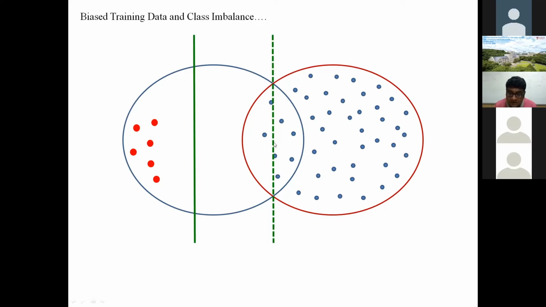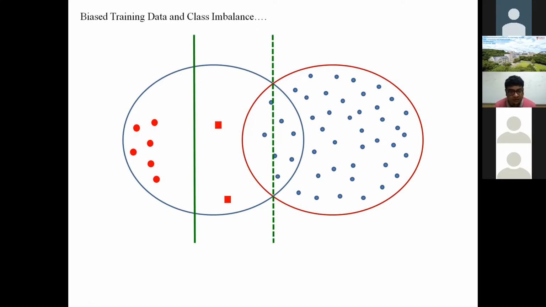But if you provide this data to a support vector machine or similar classifier, it will end up with this solid green line. And now the classifier looks at it like, if a point comes from the left of the solid green line, it is in the red class. If it comes from the right of the solid green line, it is in the blue class. Now, during the test phase, if such unseen points are coming, if these are your test points, all such points will be misclassified.